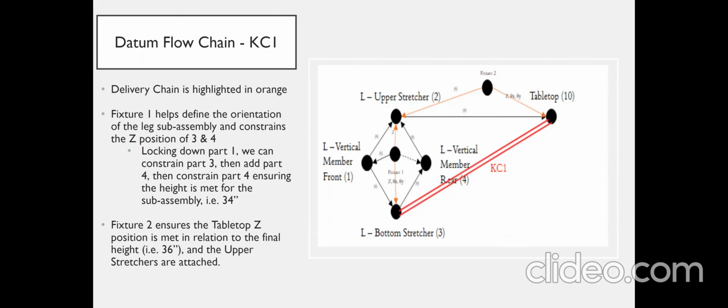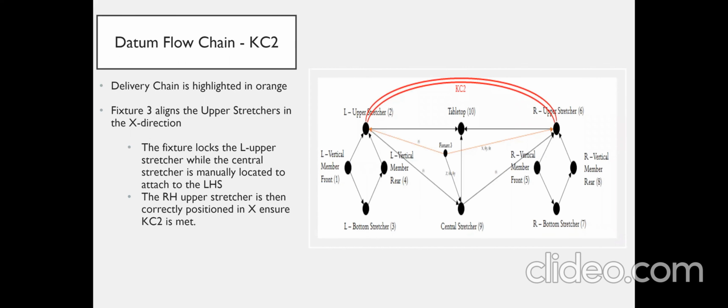The datum flow chain for KC2 introduces fixture 3, which locks in upper stretcher 2 in all 6 degrees of freedom, and brings upper stretcher 6 to the right X dimension. The central stretcher is located to upper stretcher 2, so if it were to be short or long, we would be able to catch it and scrap that piece, ensuring KC2 is met.